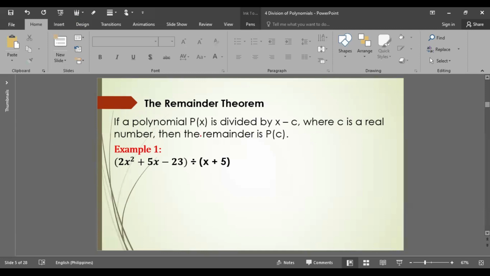Let us proceed to the remainder theorem. The remainder theorem states that if a polynomial p of x is divided by x minus c, where c is a real number, then the remainder is p of c. So it means that when you substitute the value of c here, you'll get the remainder.